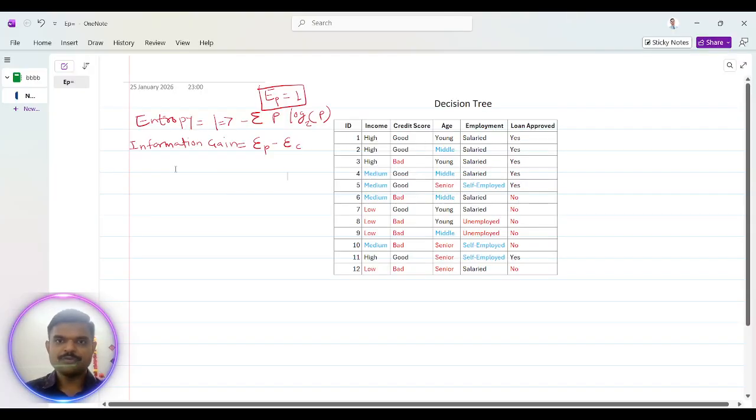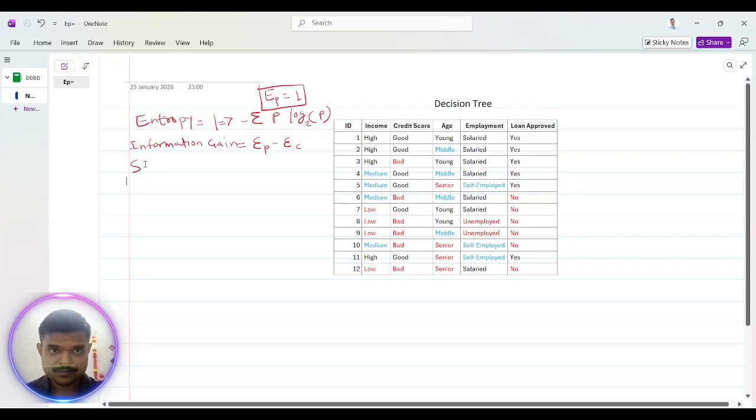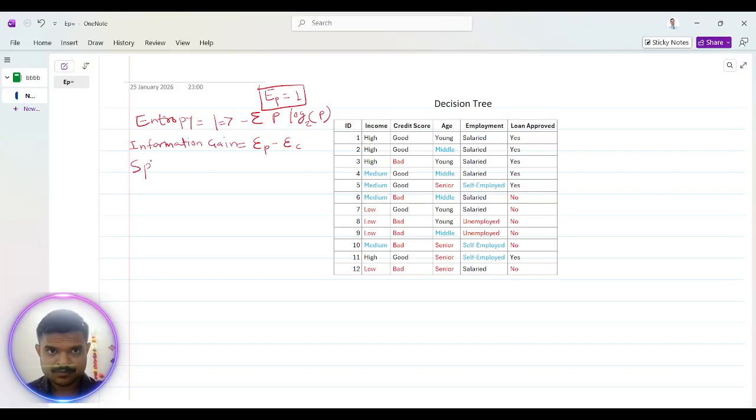Now what we will do, we will split it by income. Income is the first column. We will check by income. If his income is high, then loan approved, yes or no. If income is medium, then loan approved, yes or no. If it is low, then approved, yes or no. We will see. So split by income.